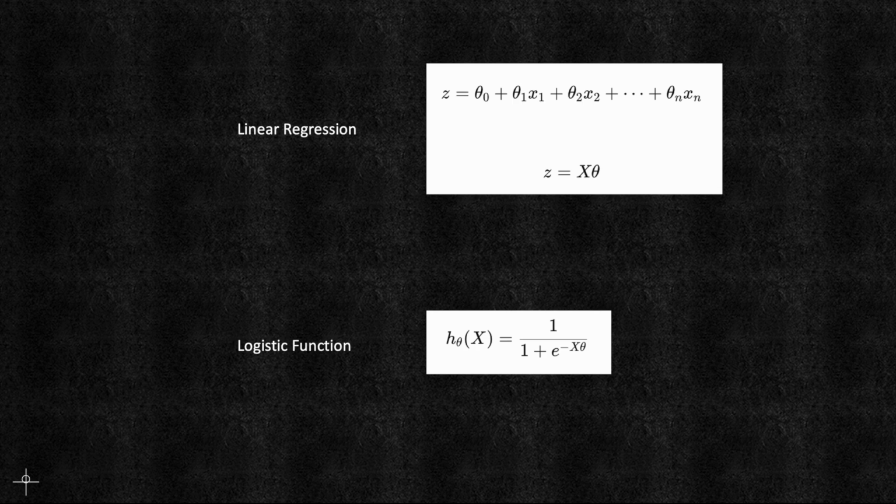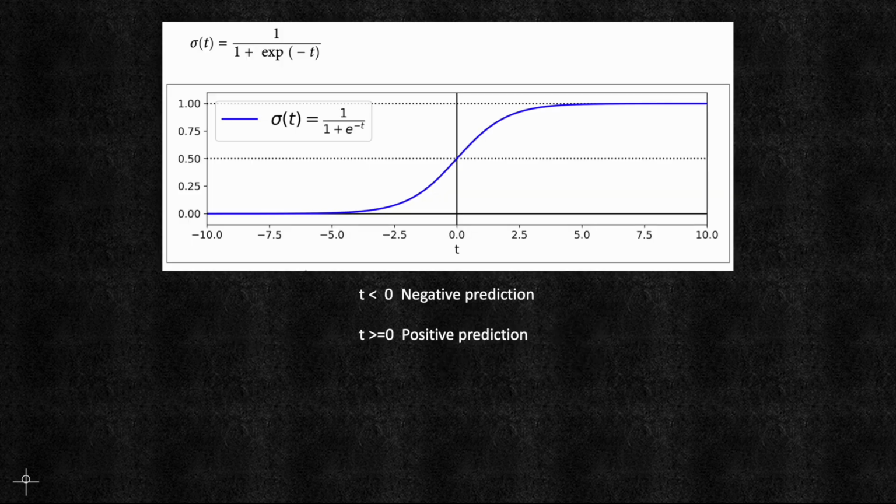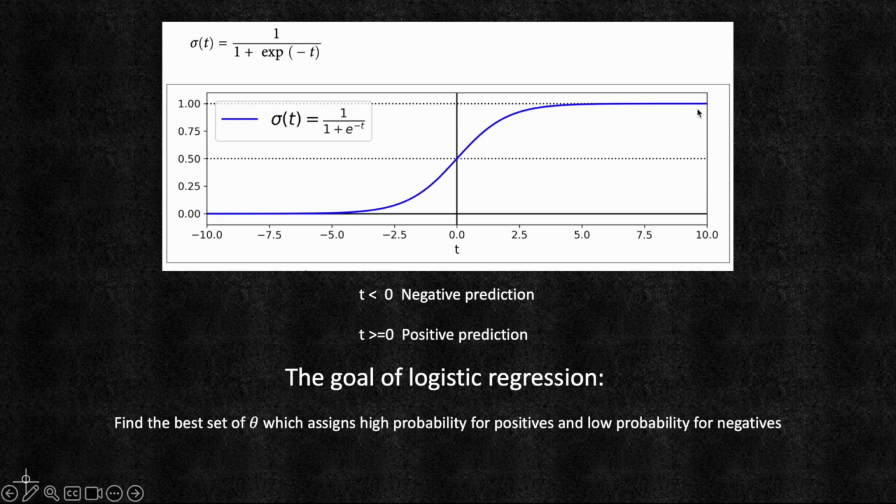Let's leave the weighted sum for now and take a look at the sigmoid function shape. When t is less than 0, the model predicts negative, and when t is larger or equal to 0, the model predicts positive. The goal of training a logistic regression model is to find the optimal parameter theta that assigns a high probability to positive instances and a low probability to negative instances.